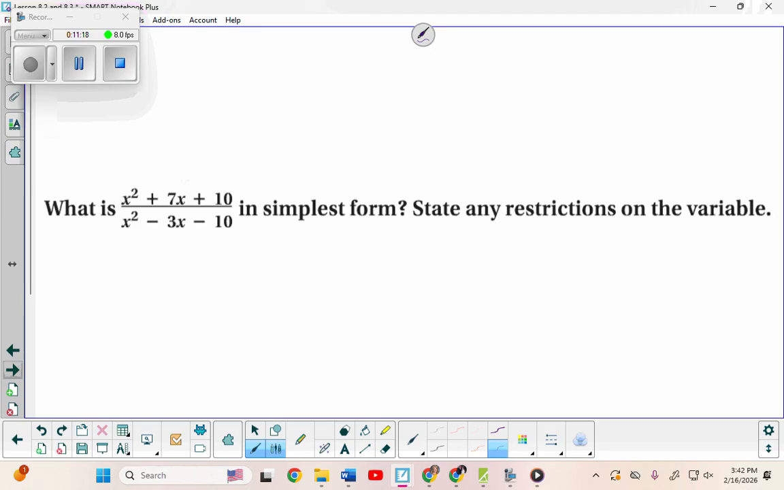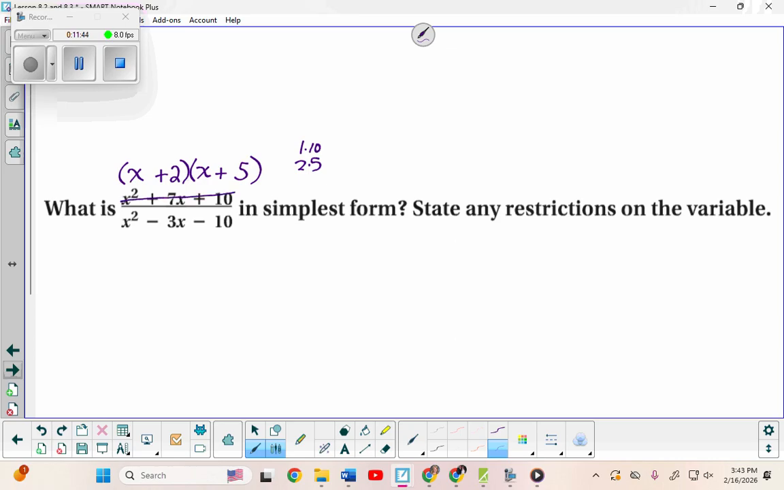Last problem, x squared plus 7x plus 10 over x squared minus 3x minus 10. So we have two trinomials. So again, we get good review of our factoring. The factors of 10 are 1 and 10, 2 and 5, and we need the ones that add up to 7. So we'll pick 2 and 5, and they're both plus.